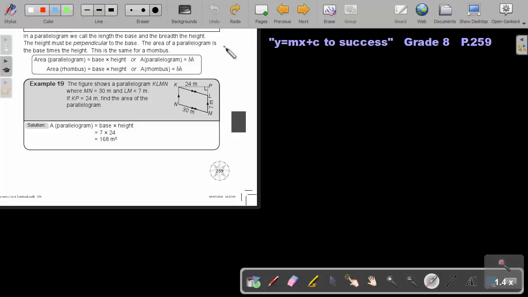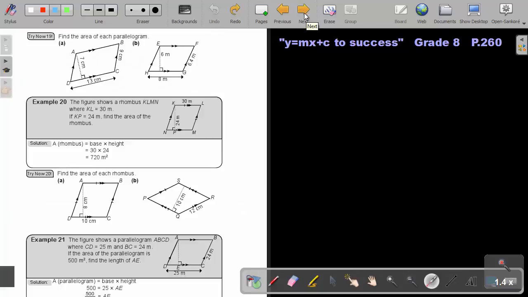Now let's just go to the next one. If we look at this one, I want you to stop the video again and try now 19, number A and B. It's just to find the area of a parallelogram. So I'm just going to start with that one. If you finish, you can continue with the video. And it's going to be A.